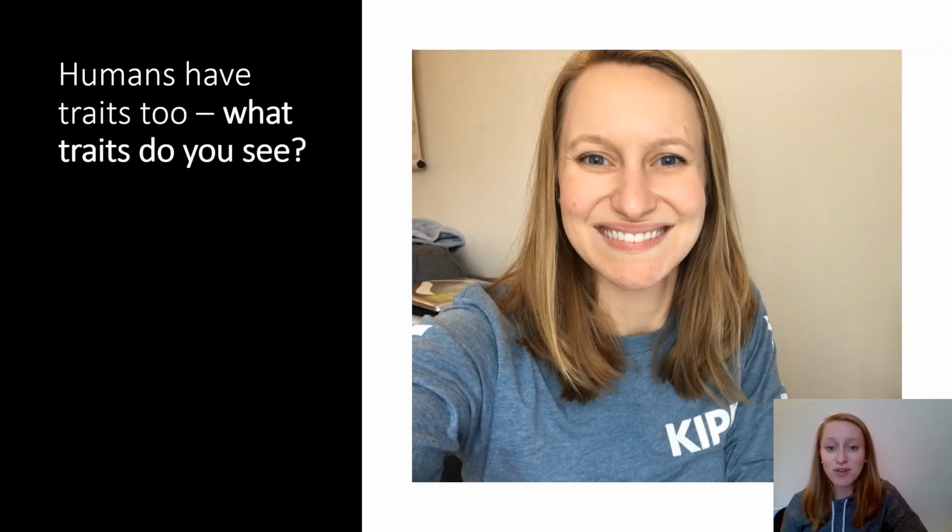Just like animals, humans have traits that we can observe too. Humans have some traits that are the same and some that are different. For example, most humans have hair, but some humans have brown hair, some have blonde hair, some have red hair. Even though we all have the trait of hair, we might have a different trait for the color of our hair. Here's a picture of me.